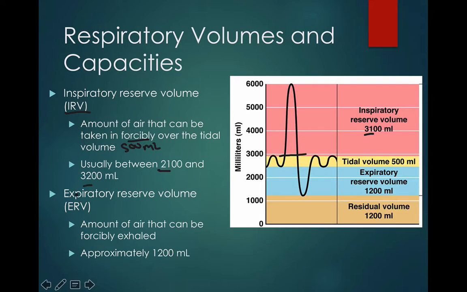On the opposite end of that, the expiratory reserve volume, or the ERV, is the amount of air that you can actually forcibly exhale. So it's basically the opposite of the inspiratory volume. If you're at your normal tidal capacity and you try to get rid of all of your air, you're looking at about 1,200 milliliters that you can force out of your lungs.